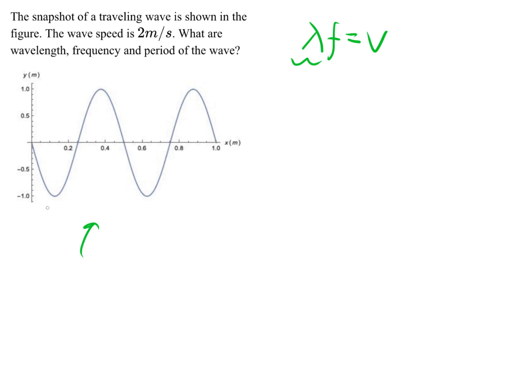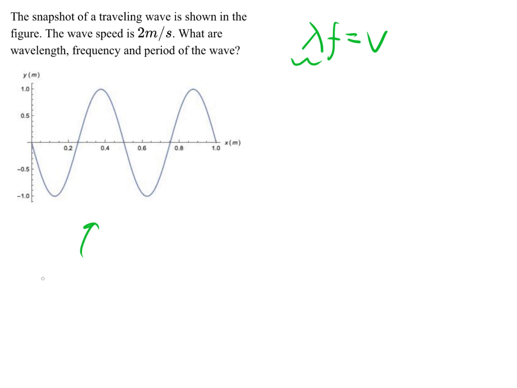this graph. So, all we need to do is look at the distance between the two troughs, the two crests, or even just between the starting point and the point where it oscillates one time. So, measuring this point right over here. I can't really mark the picture, but where my cursor is here.